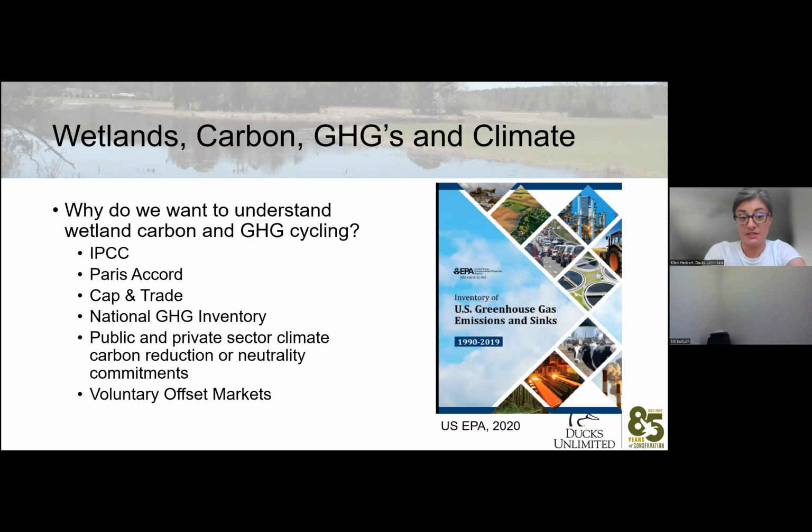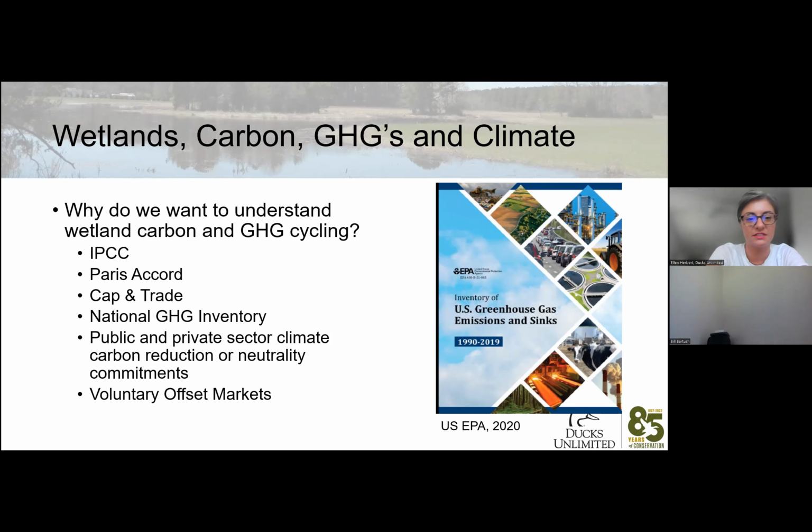Countries around the world and independent cities have signed on to the Paris Accord for climate commitments to their nationally determined contributions. There are several states, including California and a regional network of 9 states in the Northeast, that have cap and trade systems in place. We have the National Greenhouse Gas Inventory, which the NRCS folks will be very familiar with. That's the federal effort by EPA and a lot of other agencies to inventory greenhouse gas emissions and sinks in the US. And then what you probably read about day in and day out now, it's in the paper all the time, are public and private sector climate carbon reduction commitments.